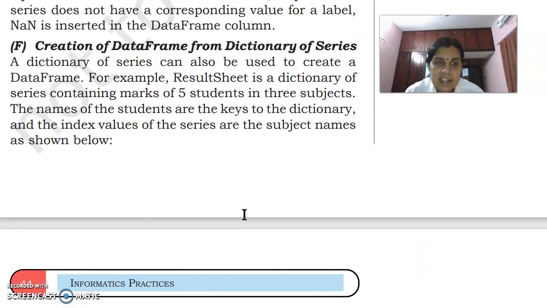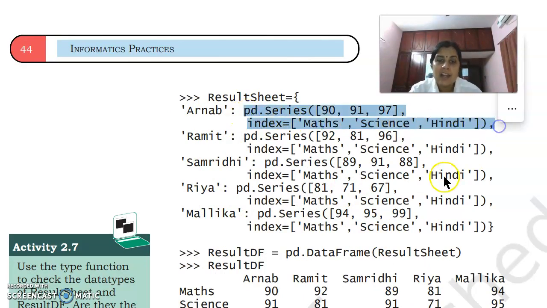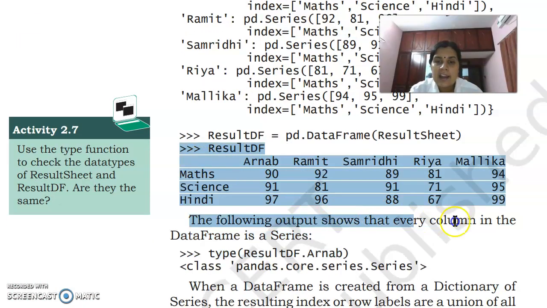Then last is creation of data frame from dictionary of series. Dictionary of series means we are using a dictionary of series. We are creating a dictionary, and inside that, like we already studied dictionary of list, we are giving value as a series. We created a series, and we give value. This Arnab is a key, and value is a series. That is dictionary of series. Dictionary of list means value will be a list. So here we supplied value as a series, and we can give a data frame like this.